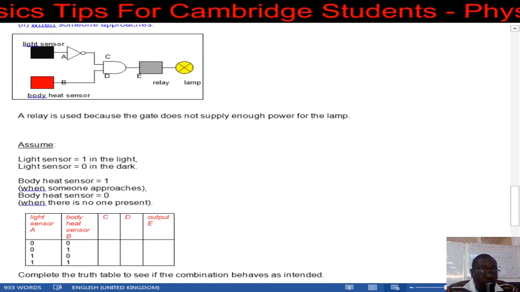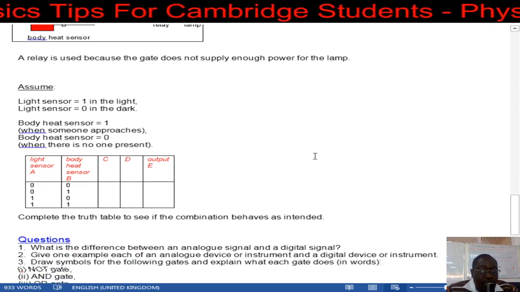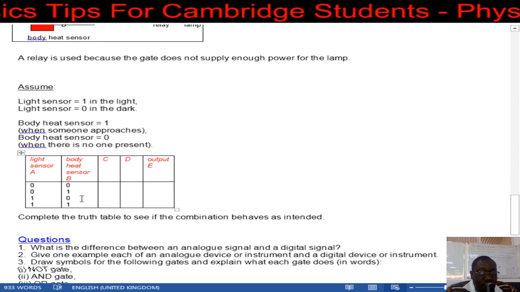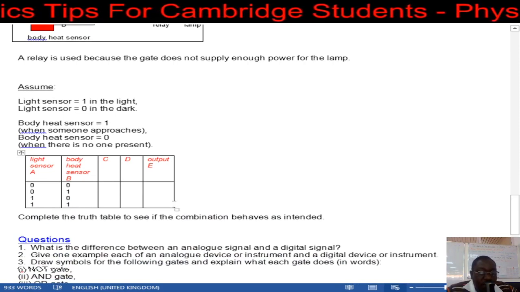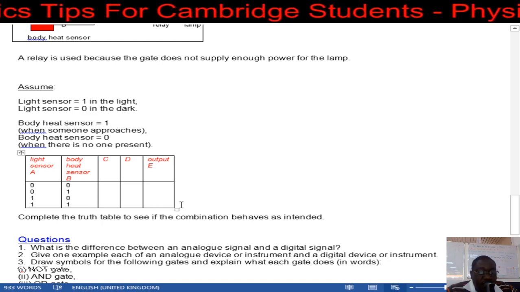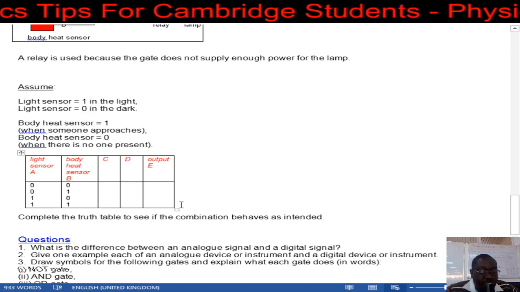Okay. So this is how you can do it. You could make a truth table, and then you put the figures down, and then the one that gives you a 1 would be the one that you work with. Since I had already done it, there's no need for me to go over it again.